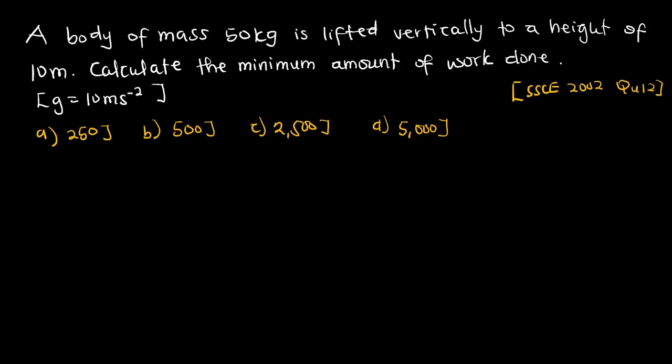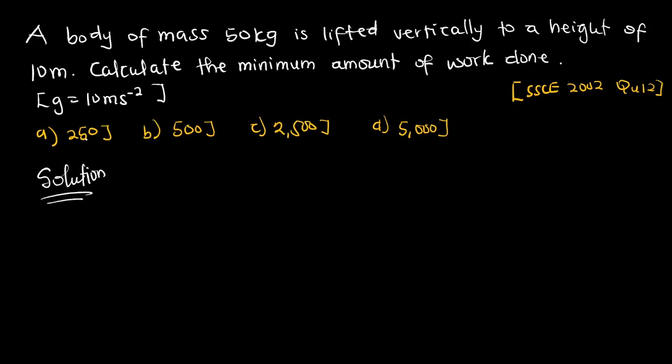So we have over here a body of mass 50 kilogram lifted vertically to a height of 10 meters. We are to calculate the minimum amount of work done, given that gravity is 10 meters per second square. And this is the SSE 2002 question number 12. Here are our possible options: option A, 250 joules, option B, 500 joules, option C, 2500 joules, and option D, 5000 joules. All right, let's look at the solution to this problem.